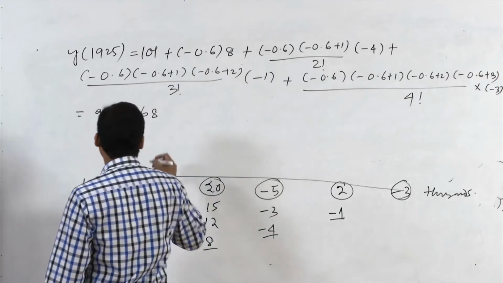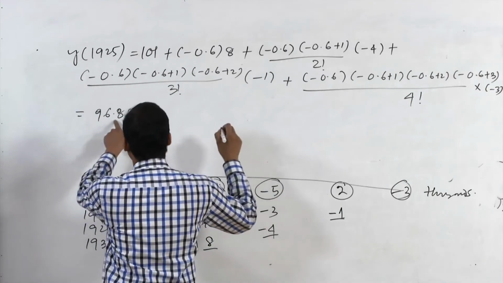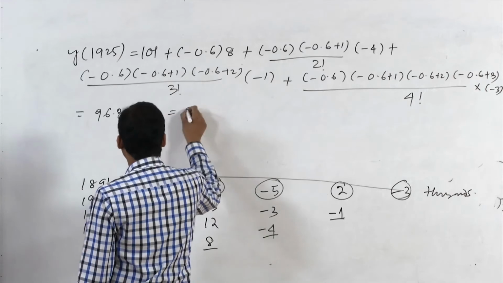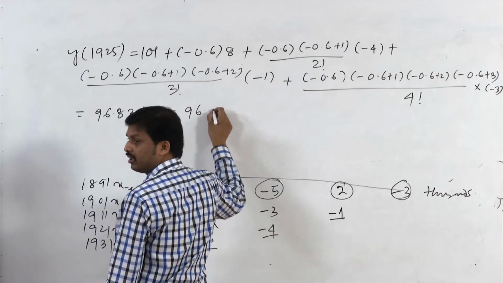And obviously if you truncate this up to 2 terms here, we can write this as 96.84000.